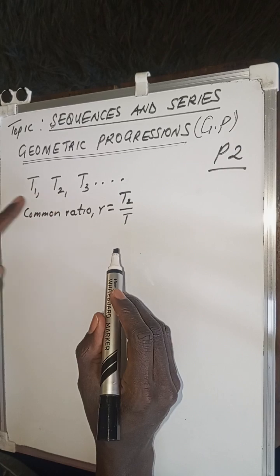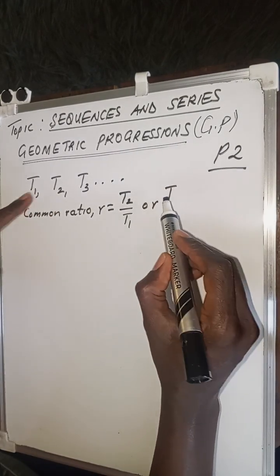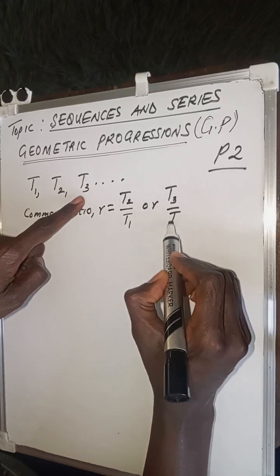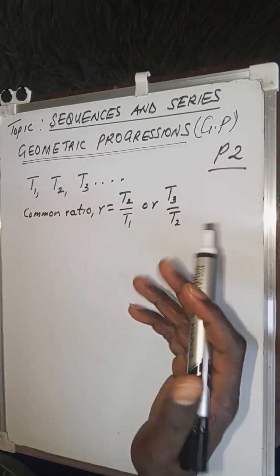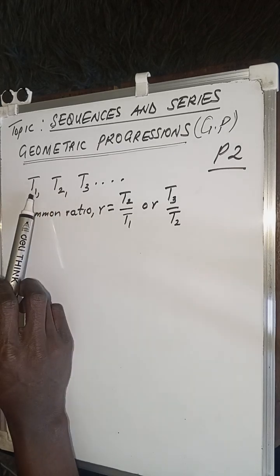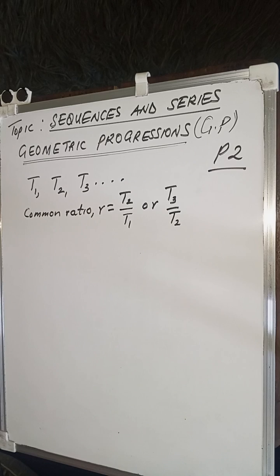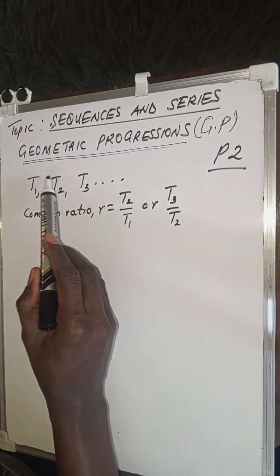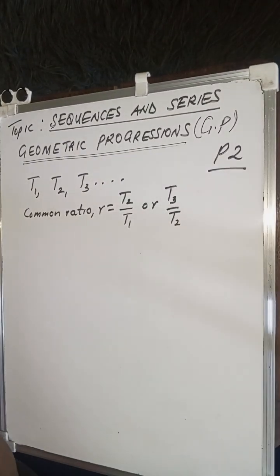For example, T2 divided by T1. This is also going to be the same when you take T3 divided by T2. When I mean consecutive terms, I mean terms that are following each other. So you cannot take this divided by that. That would be wrong. So you only take two terms that are following each other. And of course, the value that you get should always be the same. That is what you need to remember, and that concept later on is going to be used.